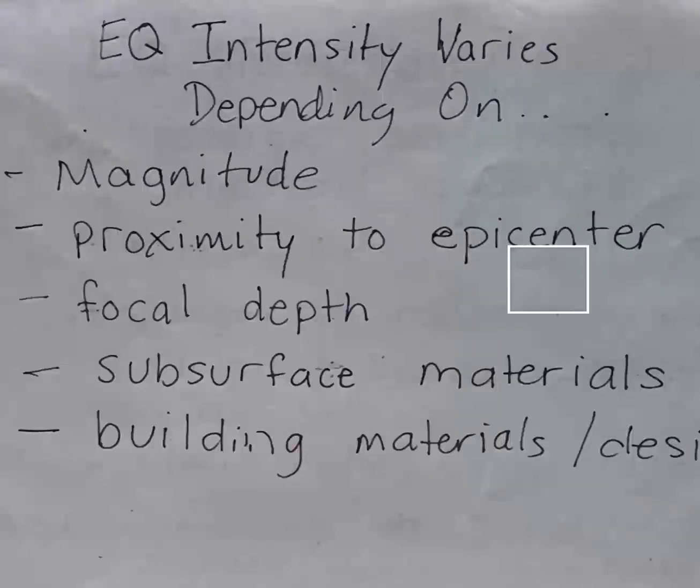Subsurface materials, or the materials that underlie buildings, can be a very important factor that can influence the amount of damage done, because materials like unconsolidated, fine-grained mud amplify seismic shaking. Sand and gravel amplifies the shaking a little bit less, and the most stable material to build on is bedrock. It amplifies the seismic shaking the least.